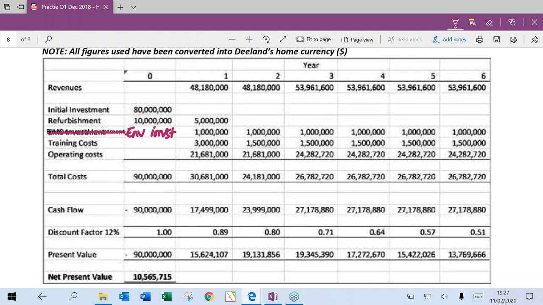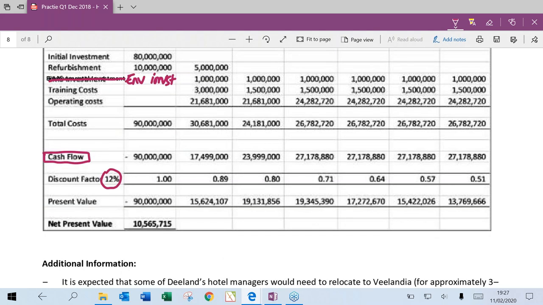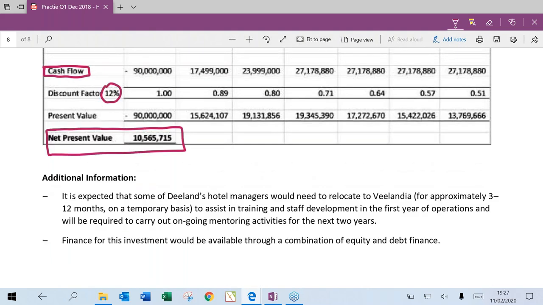And we use the discount factor, so it means it's a discounted cash flow. Okay. You see all these things. It's a cash flow and it's a discounted cash flow. And then they calculated a present value. And finally, the net present value is $10.5 million.